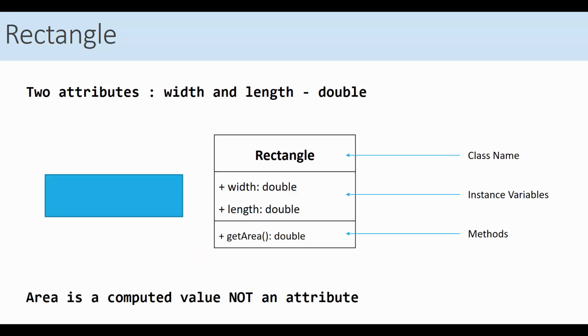Here is our class. The class name is rectangle. We have two instance variables, width and length, both double, and we have one method which is getArea.